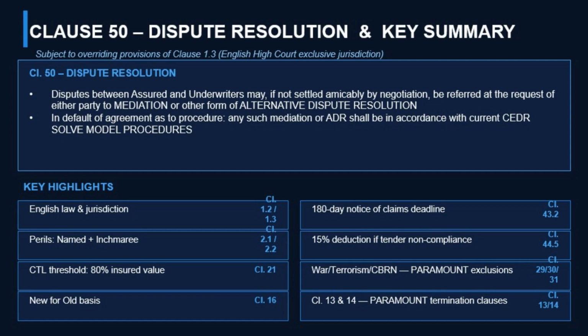Before concluding this lecture, let us revise the most important MEO Class 1 examination points. The international hull clauses are governed by English law. Named perils and inch-Mary perils are covered under Clause 2. The constructive total loss threshold is 80% of the insured value. Claims are settled on a new-for-old basis. Claims must generally be notified within 180 days. Failure to comply with tender requirements can result in a 15% deduction from the claim.